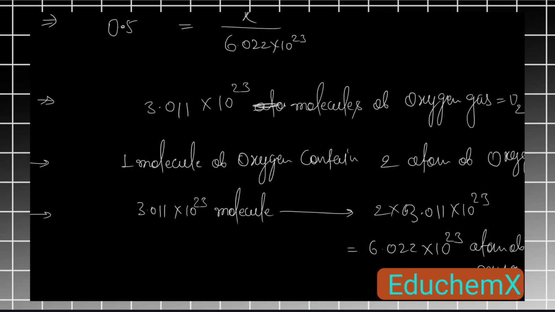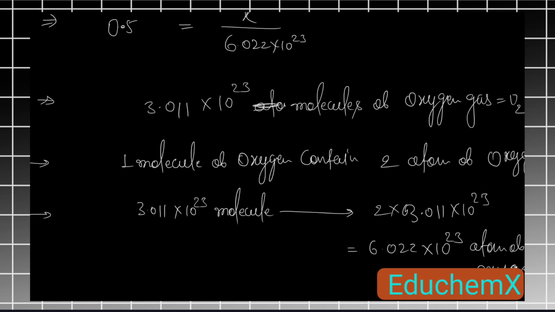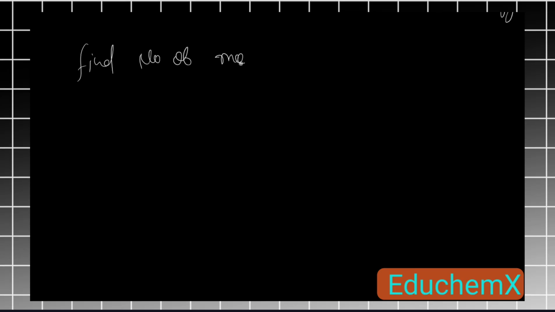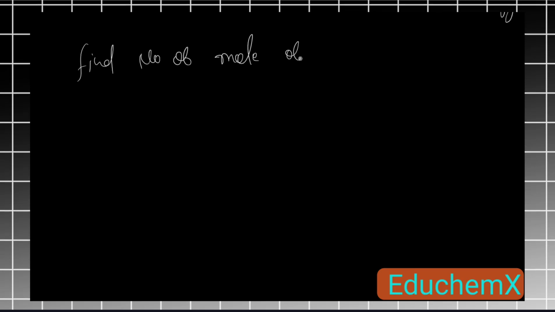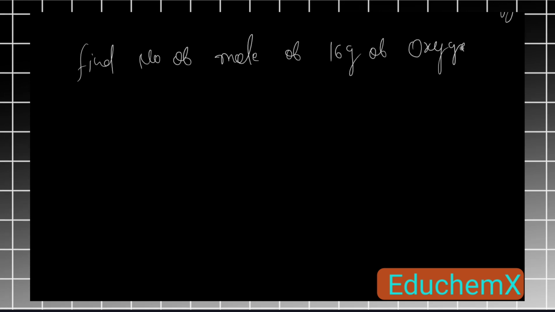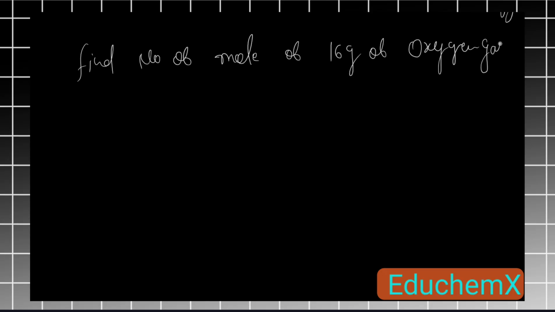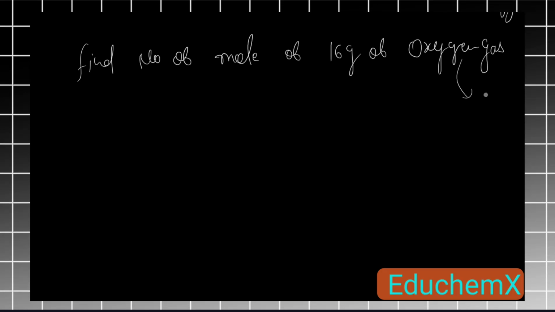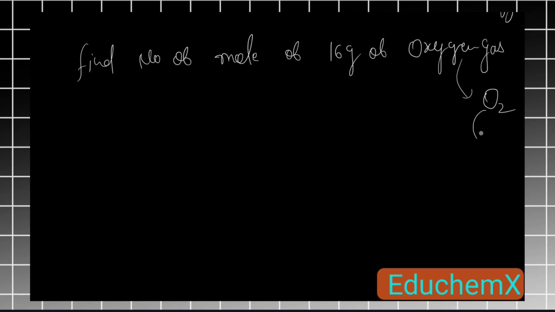So you can see, these are the basic terminology we are going to use. Right now we have discussed two formulas. Now let's assume one question: find the number of moles of 16 gram of oxygen gas. Most people are going to make a mistake if they are not using common sense. We have discussed that oxygen gas means it exists in the O2 form. So for the molecular mass we have to take 32 gram.